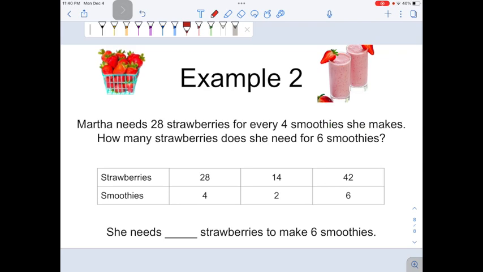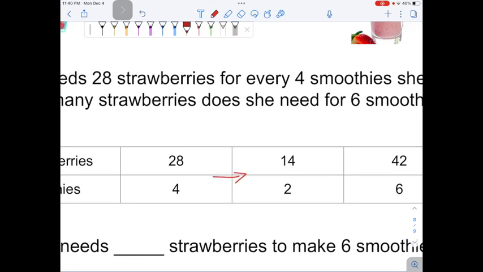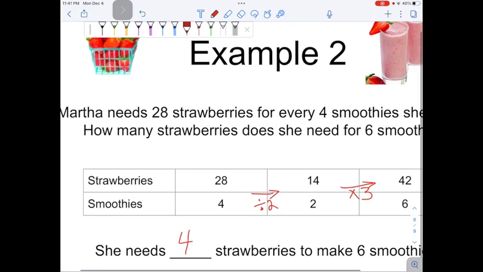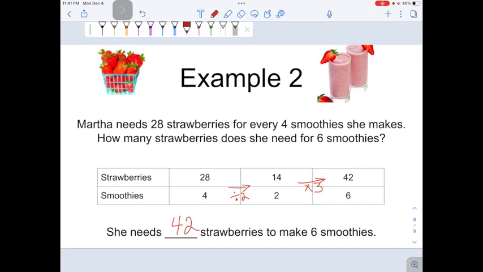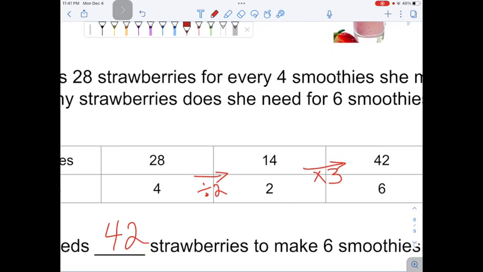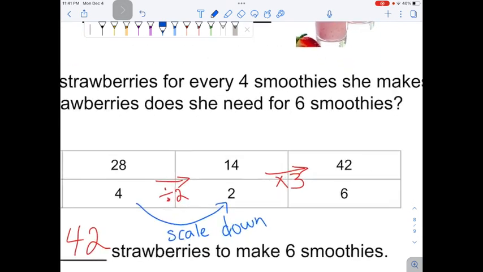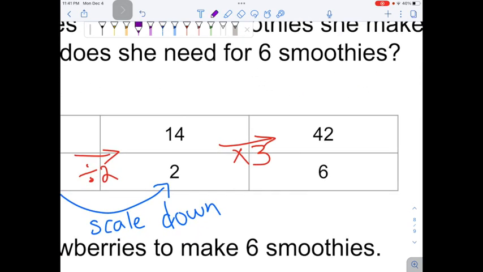Right? So I'm going to go back. Here's my first example with the divide by 2 for top and bottom, and then times 3, top and bottom. We end up with 42 strawberries. So this is scaling up and scaling down. In this example, we made less smoothies. We went from 4 smoothies to 2 smoothies, so that's scaling down. And then when we went from 2 smoothies to 6 smoothies, we scaled up.